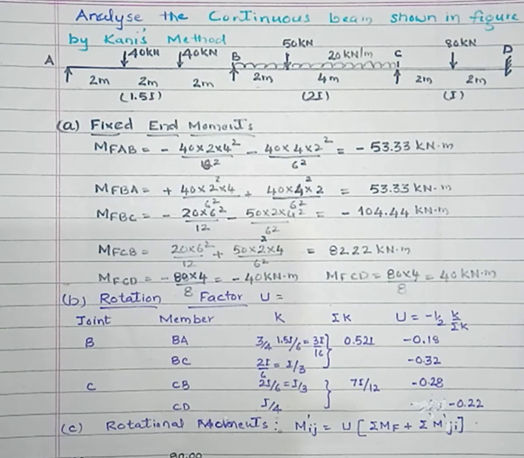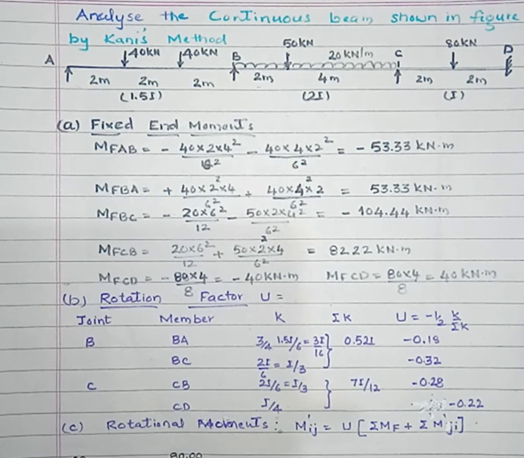Then here first we have to draw the diagram. Here at joint B and C, show the boxes and then calculate the fixed end moment. Write the rotational factor for BA, that is minus 0.18, for BC, that is minus 0.32, for CB, that is minus 0.28, for CD, that is minus 0.22. Here write the fixed end moments.